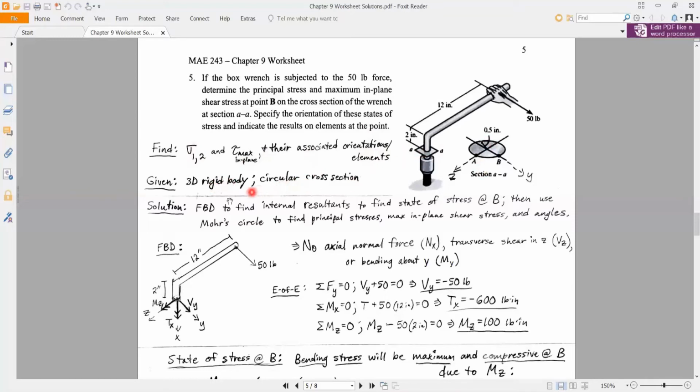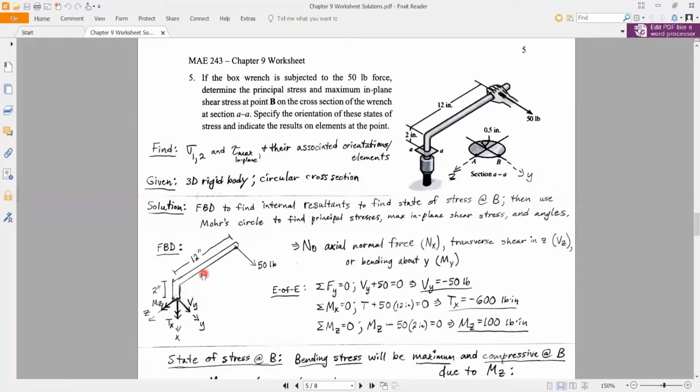So for our solution, we first need to do our combined loadings, our stress analysis, where we're looking at our free body diagram to find our internal resultants, to find the state of stress at B. Okay, that's everything up till chapter 8. And then for chapter 9, we're going to use Mohr's Circle to find our principal stresses, our max in-plane shear stress, and our angles. So same process as our previous problem. We just have a different rigid body with a different type of force. We're going to have different internal resultants, but same kind of process.